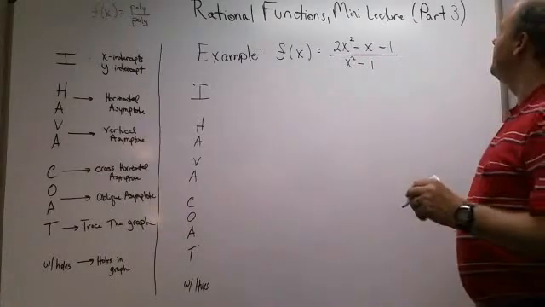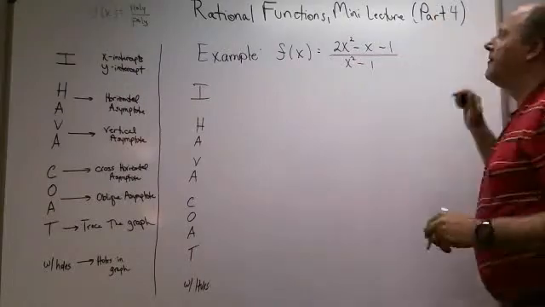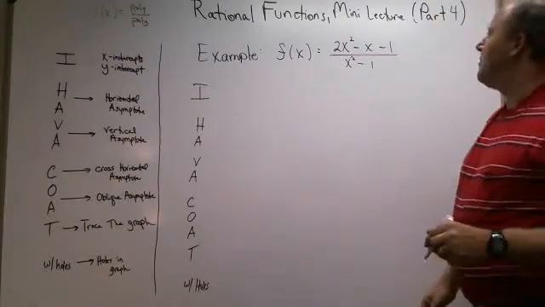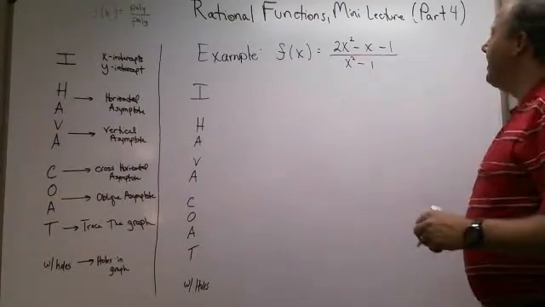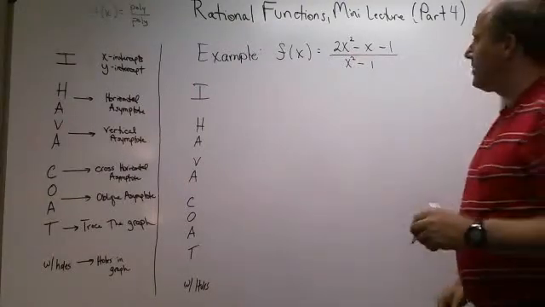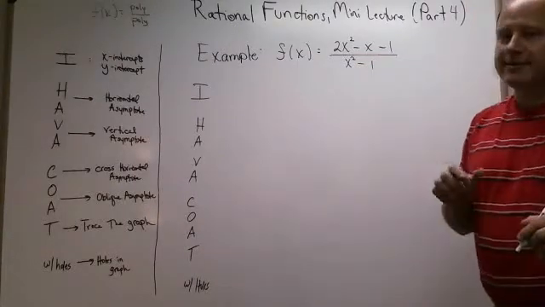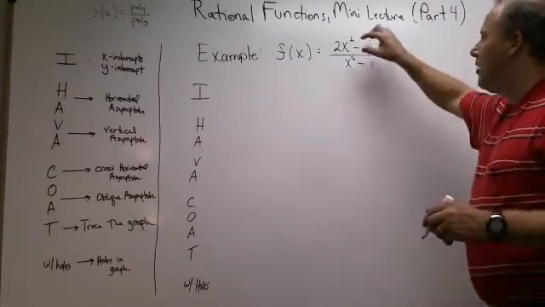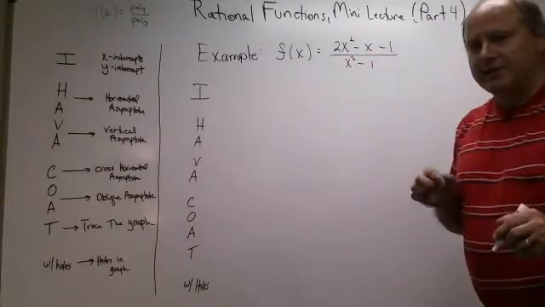Here's my next example. This is actually part 4, not part 3. f of x equals 2x squared minus x minus 1 over x squared minus 1. This function is actually very similar to what I did last time, but it's got some subtle differences. It's still quadratic over quadratic, so you're definitely going to have another horizontal asymptote on this one as well.